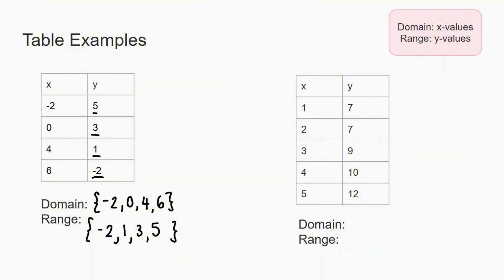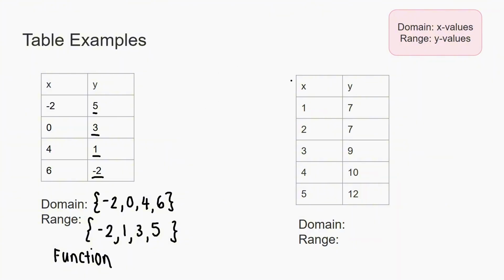Now, let's do a bonus question and try to see whether we can tell whether it's a function. Yes, it is a function based on these 4 points, because a function means that every input can only map to one output, and -2 only maps to 5, 0 only maps to 3, and so on.